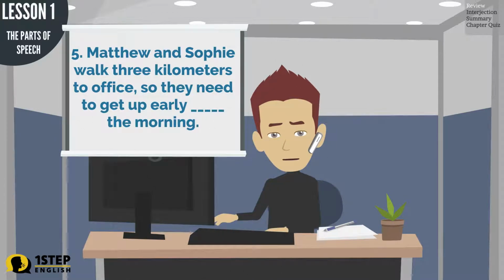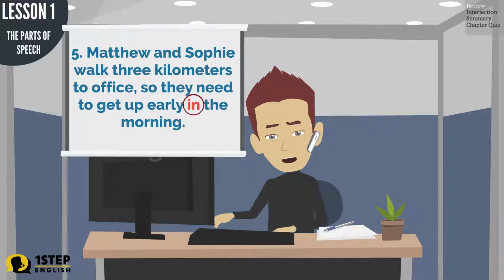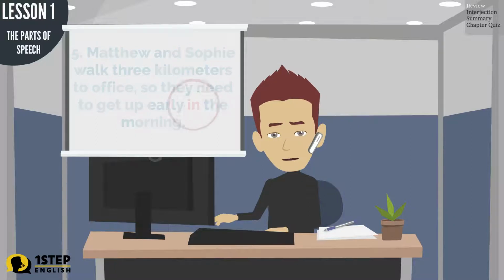5. Matthew and Sophie walked 3 kilometers to office, so they need to get up early blank the morning. Check your answer. In. Matthew and Sophie walked 3 kilometers to office, so they need to get up early in the morning.